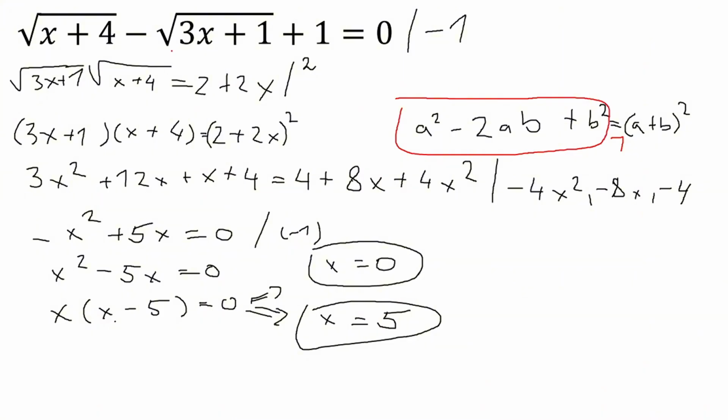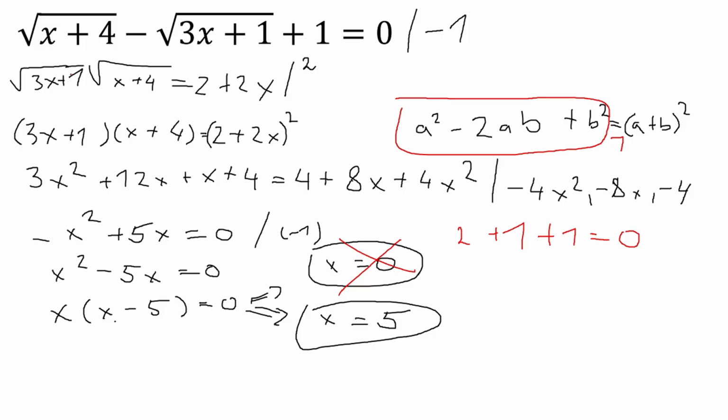You know what, I'll just write it down. So let's start with 0. That'll be 0 plus 4, so the square root of 4, which is 2, plus the square root of 1 plus 1 is equal to 0. That's obviously not equal to 0. That's 4. So 0 is not correct.